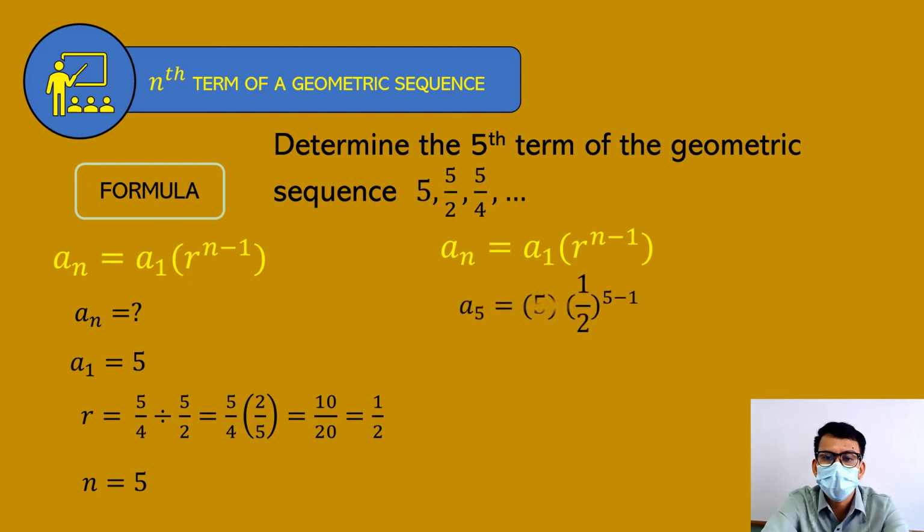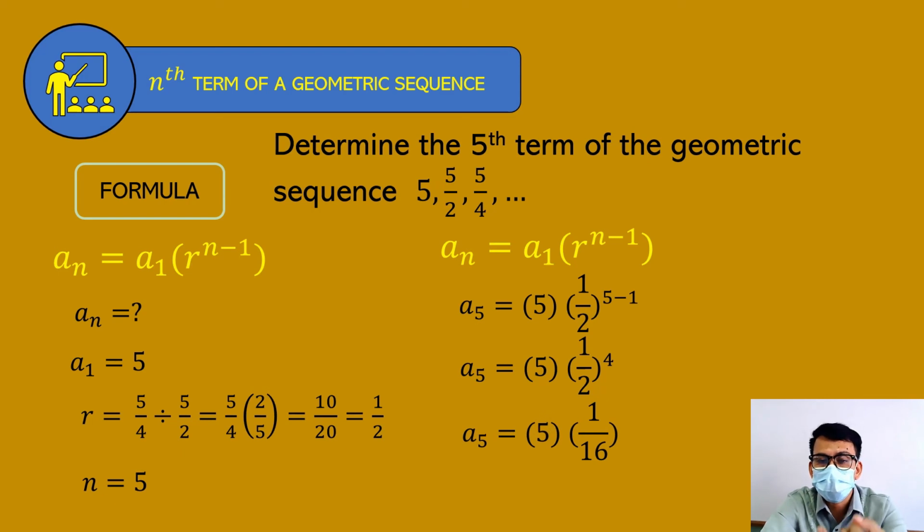A sub n, which is your a sub 5, is equal to a sub 1, which is 5, times r, which is 1/2 to the power 5 minus 1. So we have 5 minus 1, that is 4. Then just copy 5 and 1/2. What is 1/2 to the 4th power?